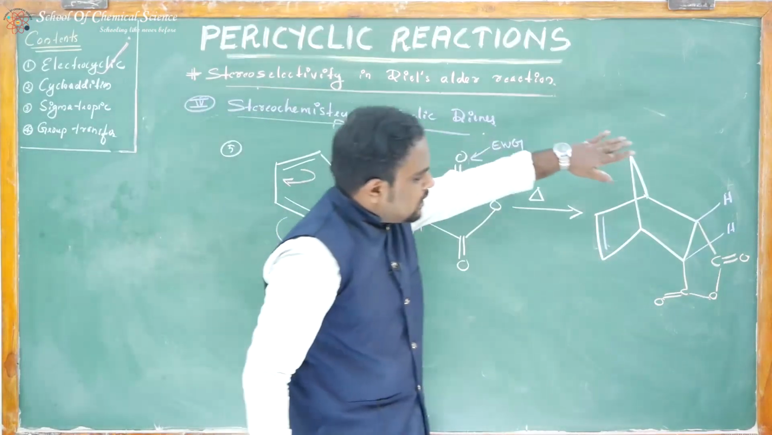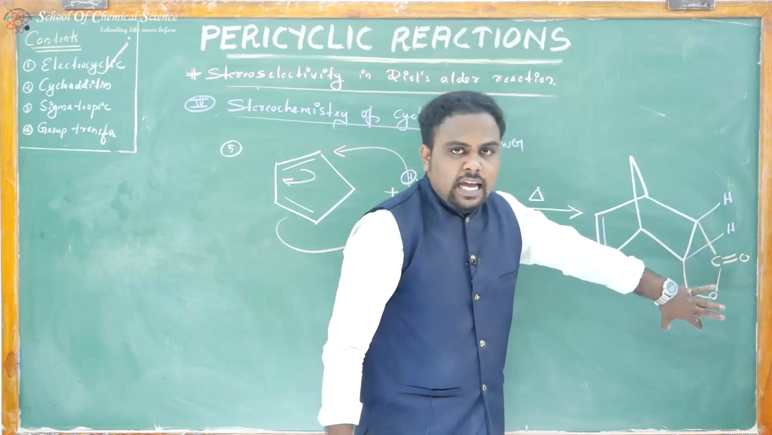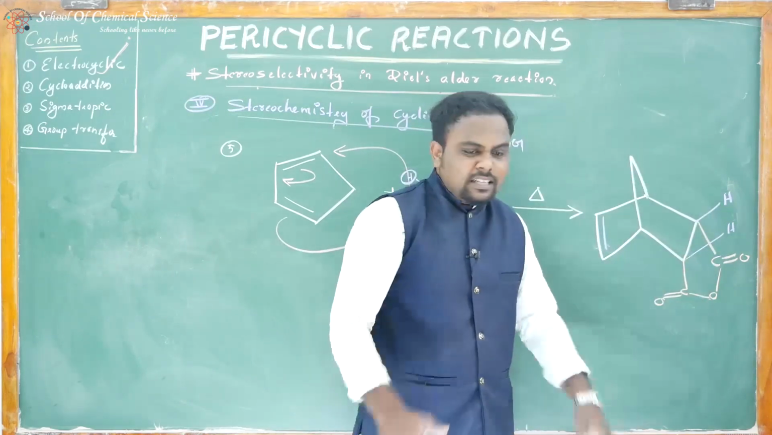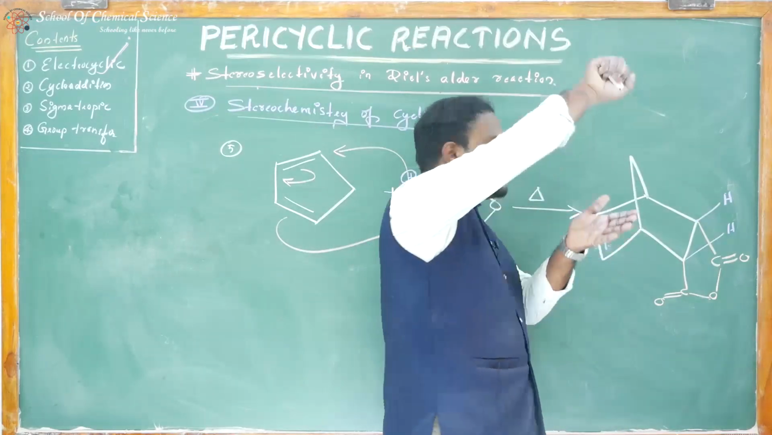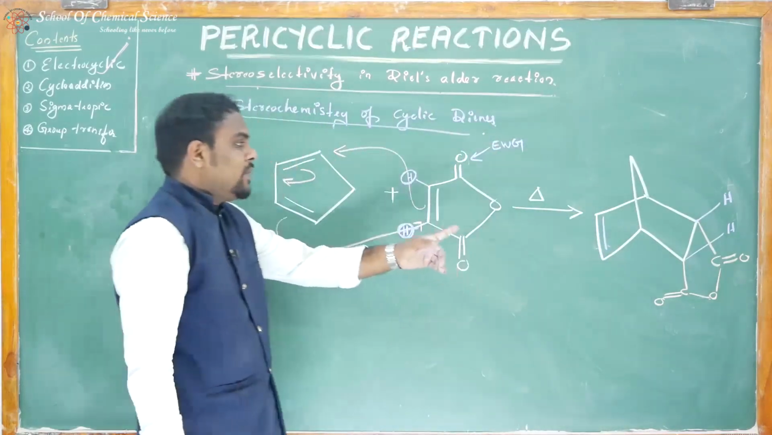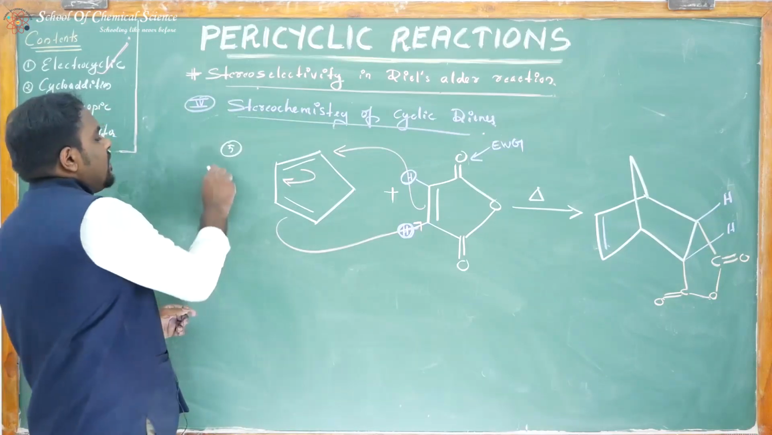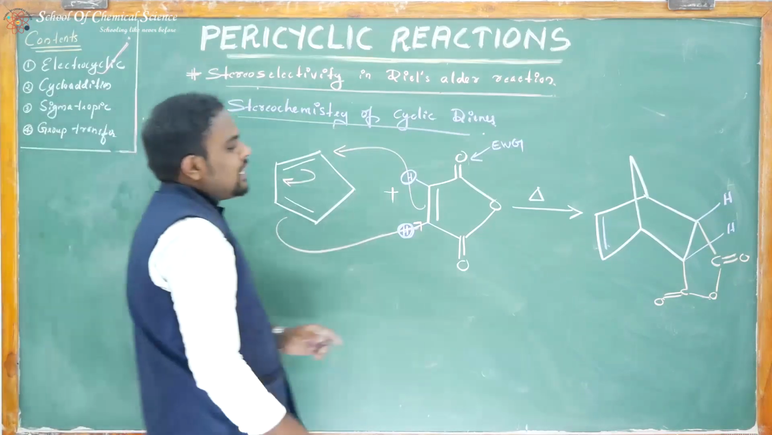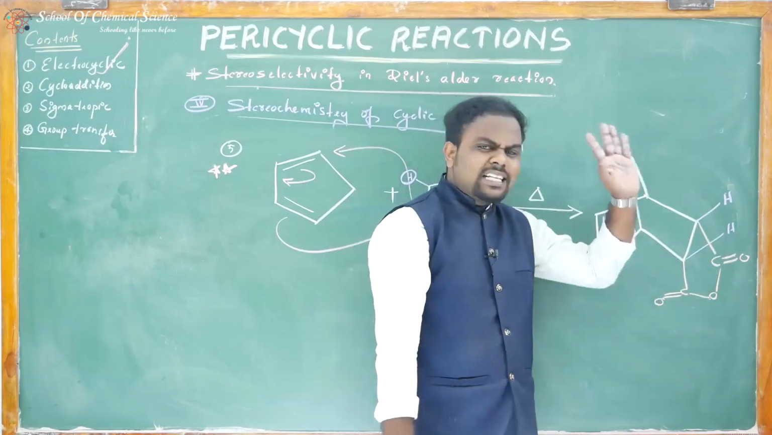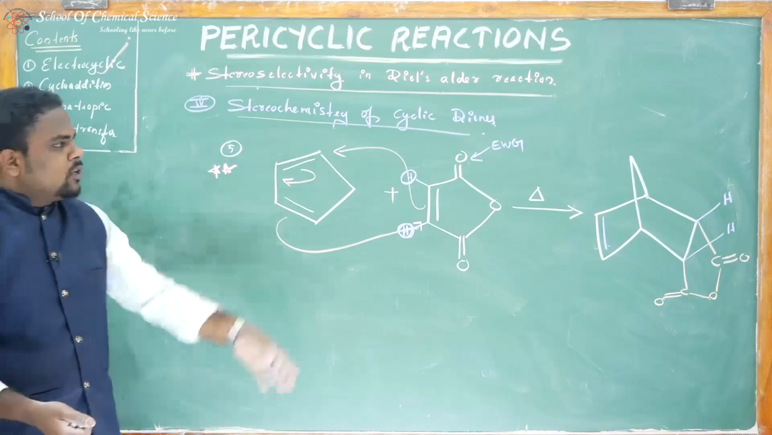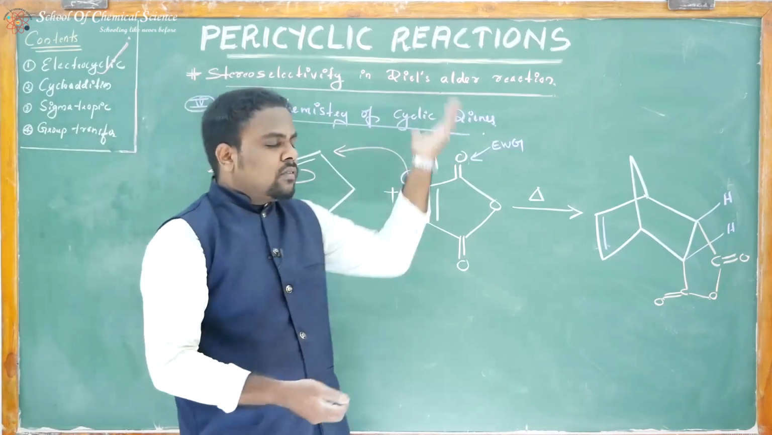The remaining portion of the dienophile, that is maleic anhydride, C double bond O, is in endo position. Hydrogens are in exo position. That will be the stereochemistry. Very, very important. Why is this C double bond O in endo position? Because that is the withdrawing group there. The more powerful electron withdrawing group will always be in endo position and other hydrogen will be in exo position.